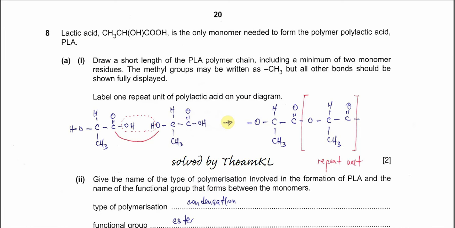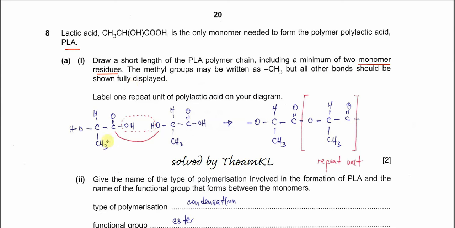Question 8. Lactic acid is the only monomer needed to form the polymer polylactic acid, PLA. Part A1. Draw a short length of PLA polymer, including a minimum of 2 monomer residues. The methyl groups may be written as CH3, but all the other bonds should be fully displayed.